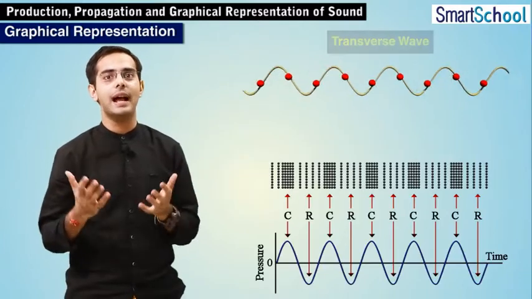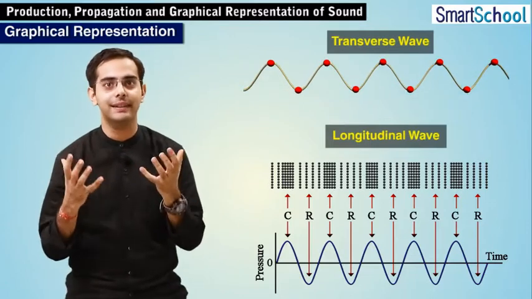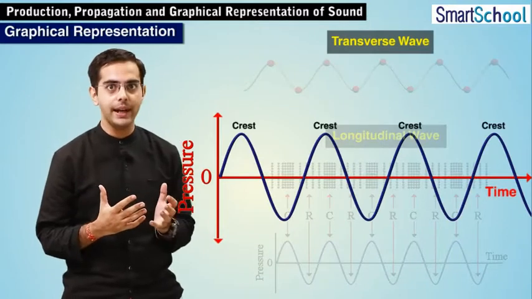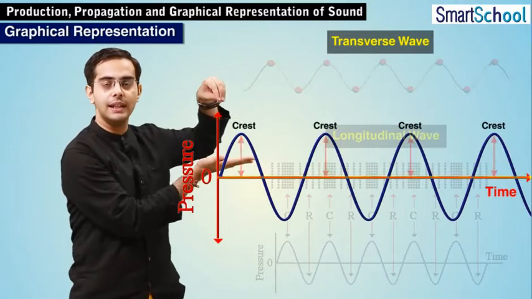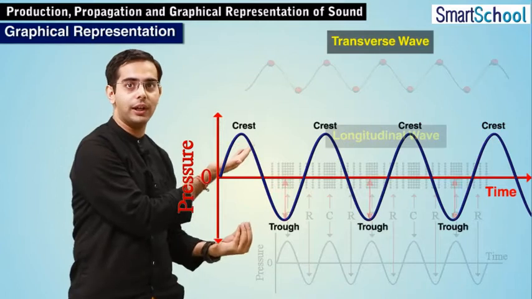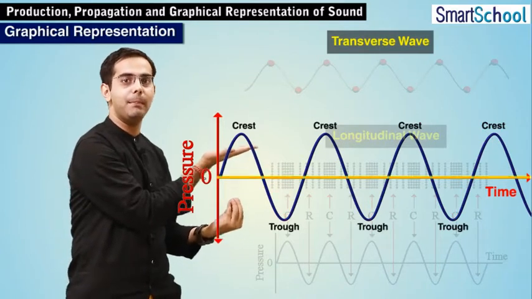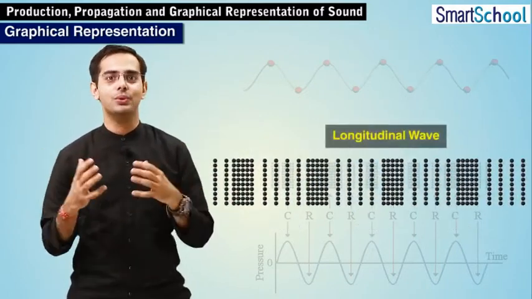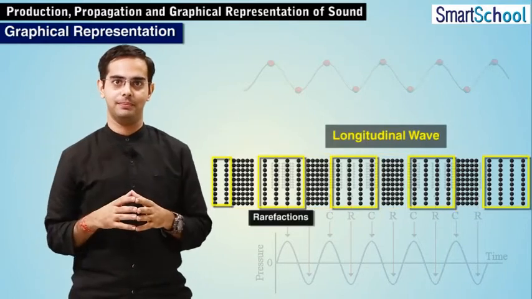So we see that both the transverse and the longitudinal waves can be represented in a similar manner on a graph. The difference is that in a transverse wave, a crest is a point where the displacement of the medium particle from the mean position is at a maximum, and the trough is the lowest point of the wave, representing the maximum displacement in the opposite direction from the mean position. While in the case of the longitudinal wave, we have the compressions and the rarefactions.